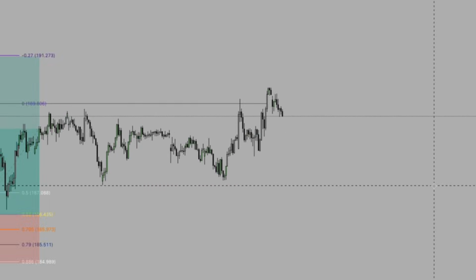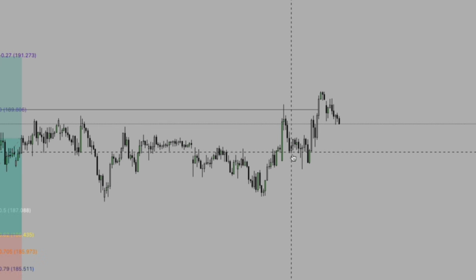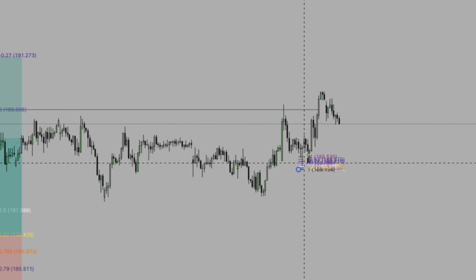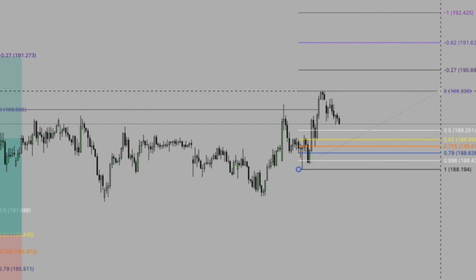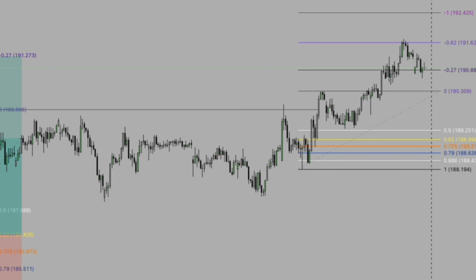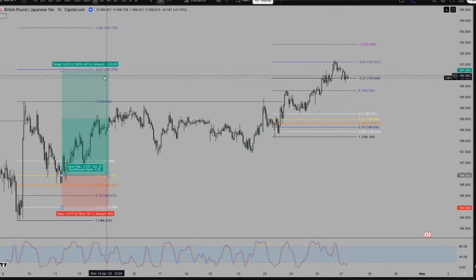We can start looking for another entry here. This is the low that led to this break of structure. I'm still going to pull my Fibonacci from this point to this point and look to enter at that level, with confirmation from the Stochastic RSI. So the market went higher without giving a confirmation, and we have actually hit take profit at this particular point.